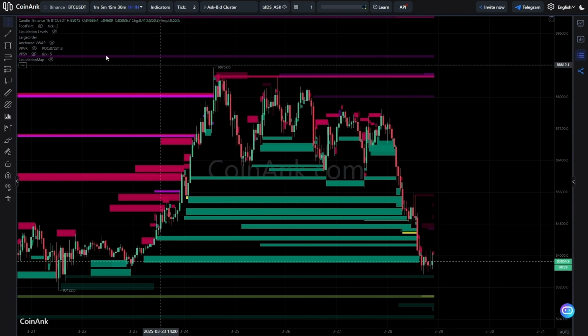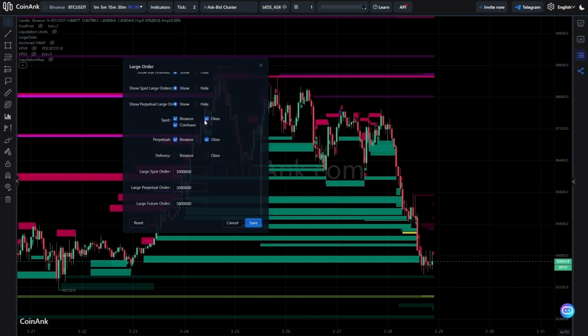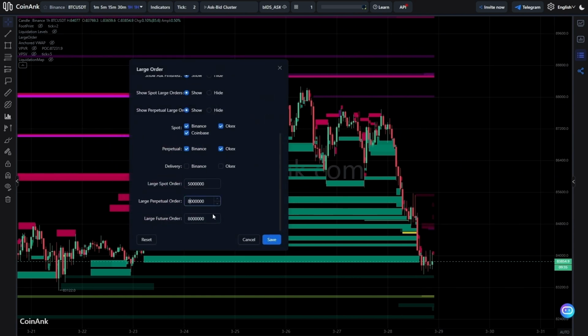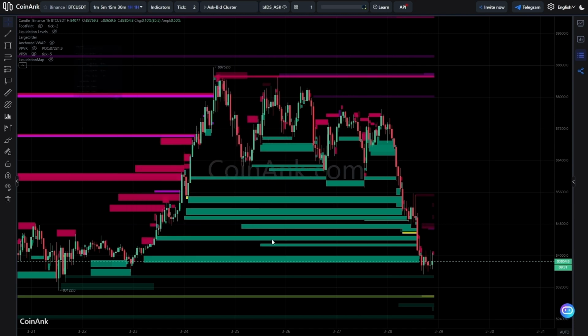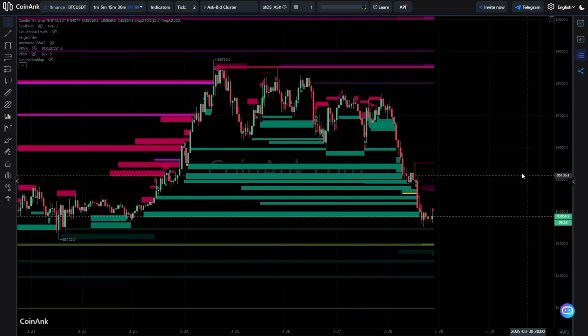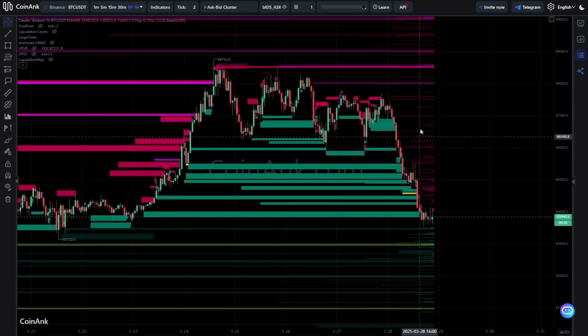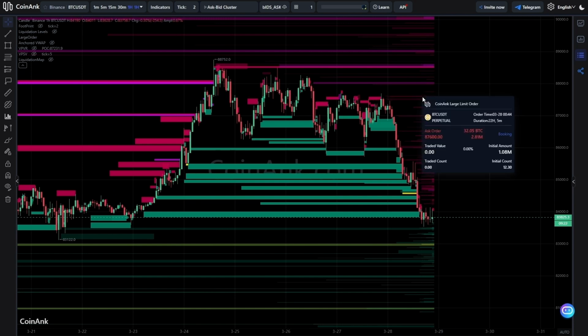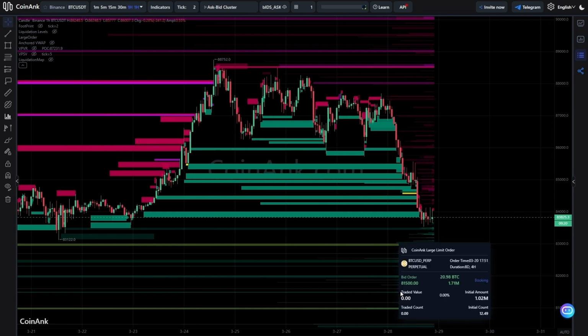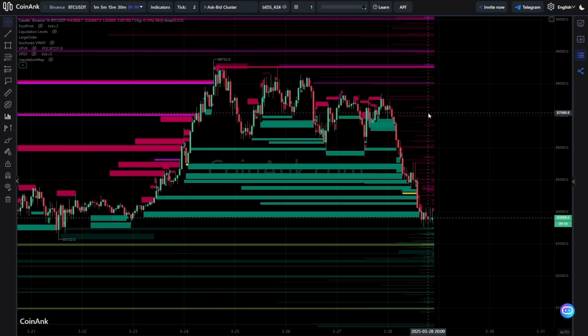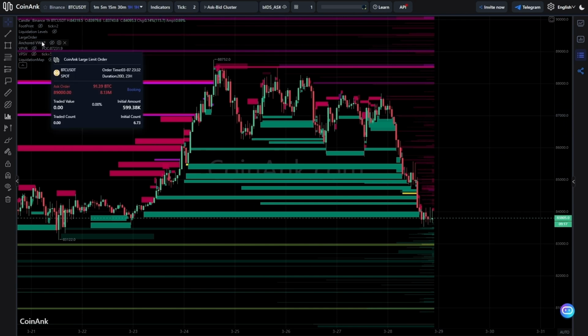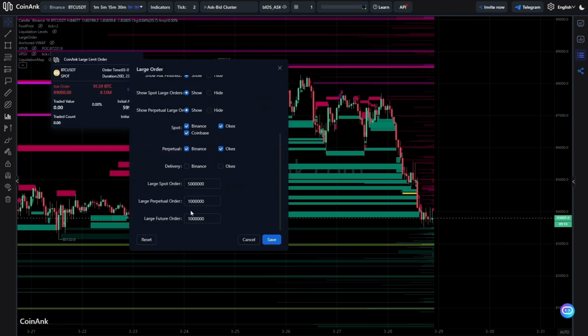Then these will appear in the chart. For example, if I change this to 1 million and 1 million, we click save, we give it a moment, you will see a lot more lines will appear. It will now also show all the bids and the asks above 1 million USDT. So let's change it back to 8 million real quick.